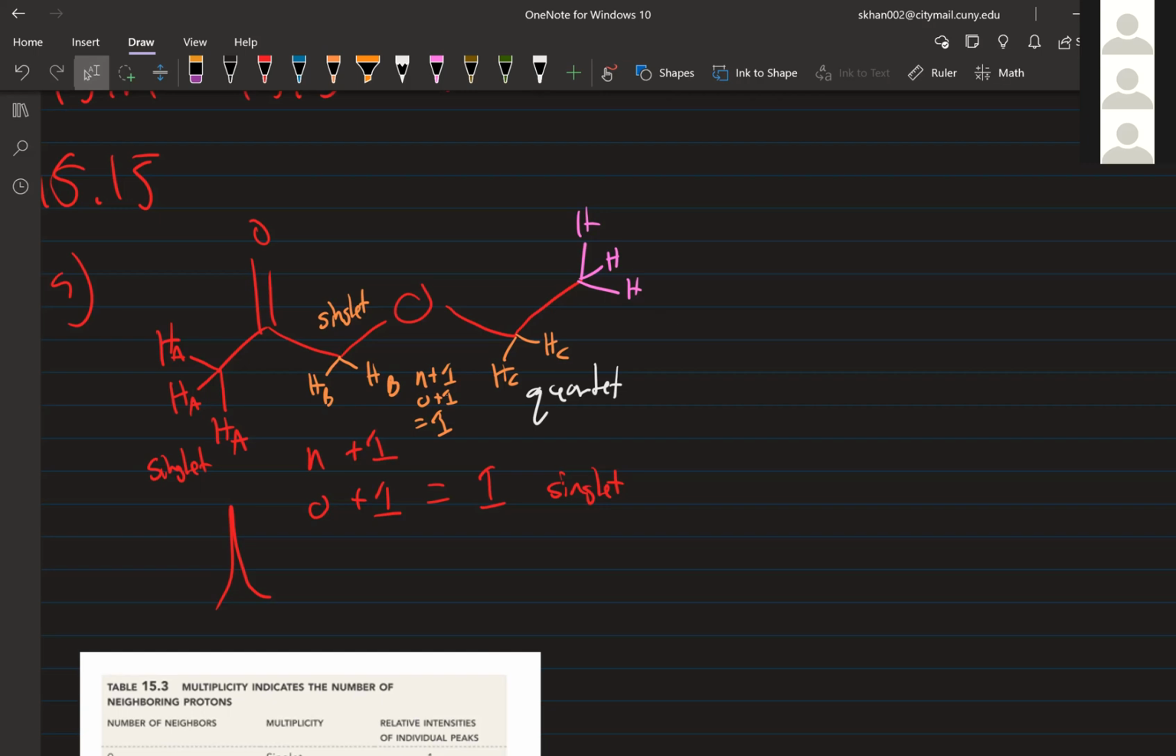Homotopic, so we could label all these as HD. And what's the multiplicity, or what kind of signal do we expect? So now I'm basically asking neighbors and the type of peak. There's 2 neighbors, which means what kind of multiplicity do we get? Remember the formula. So it's a triplet. Here we have 2 neighbors, which were HC. 2 + 1 is 3. 3 is a triplet.